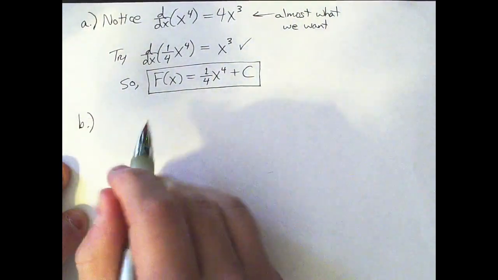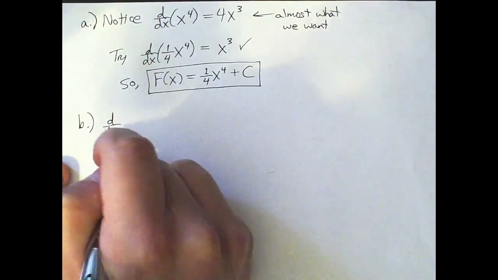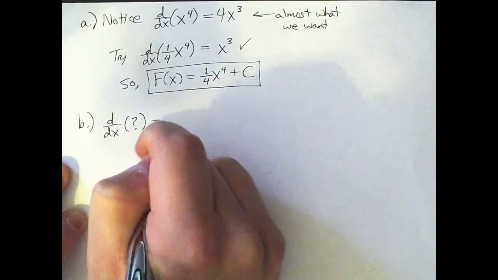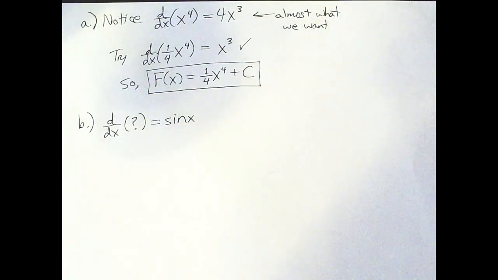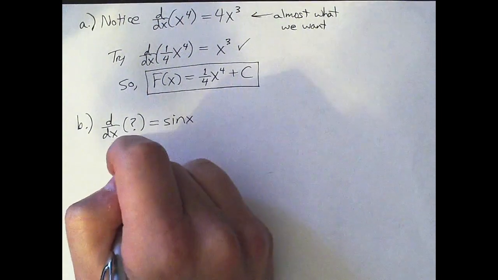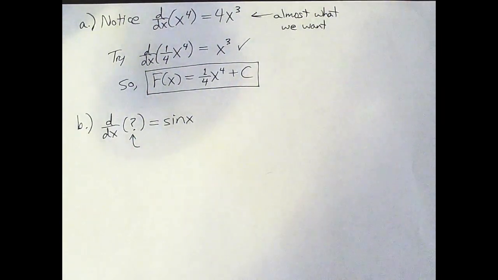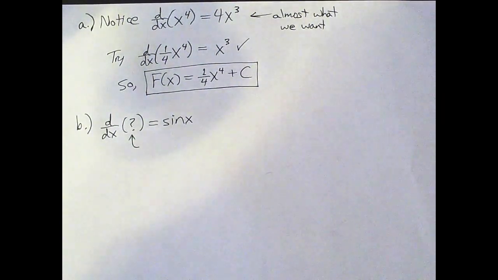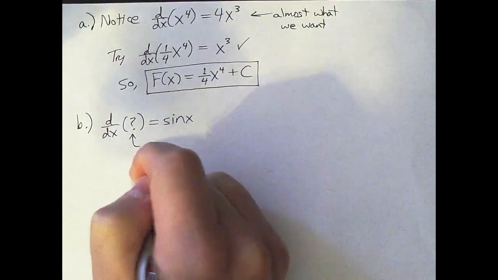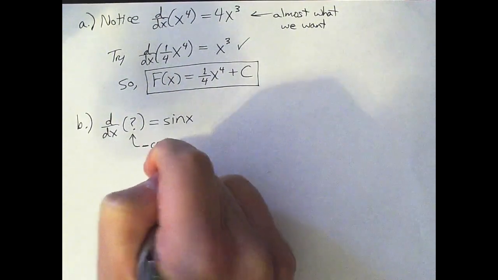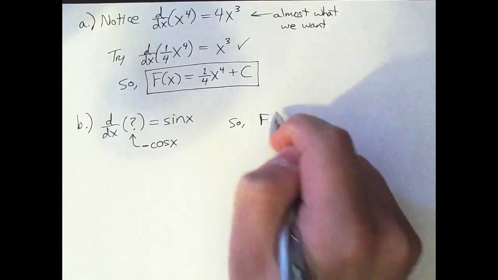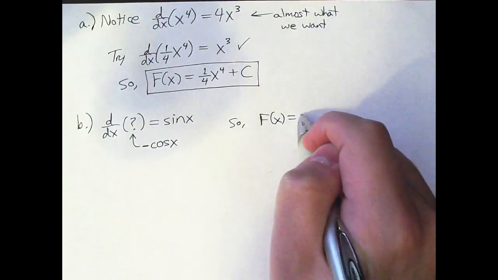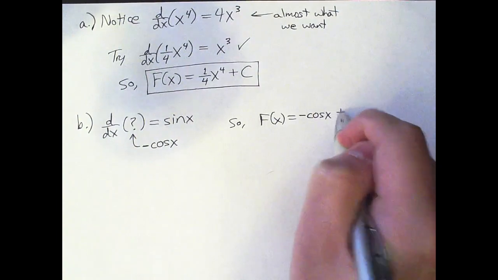For part B, I'm thinking I want the derivative of something equals sine x. And we're trying to figure out what has to go here. Well, I know the derivative of cosine is negative sine. That's almost what we want. How about you try negative cosine x? That works. So the most general antiderivative would be negative cosine x plus c.